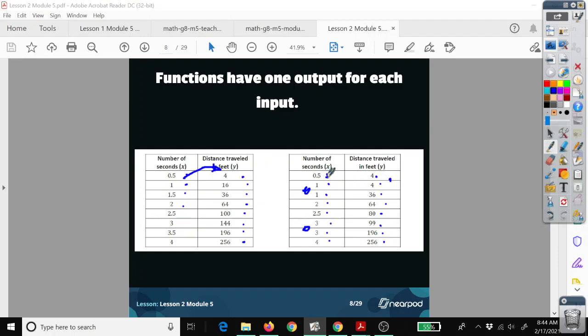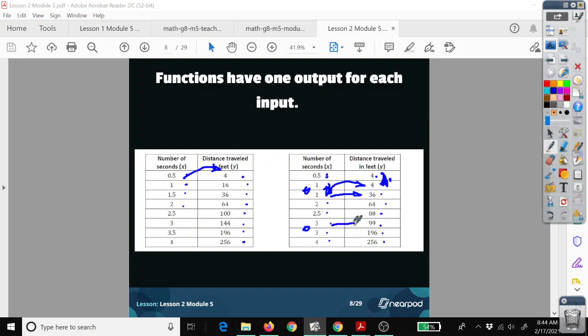Now, if I put in a 0.5 and I get out a 4, and then I put in a 1 and I get out a 4, that doesn't matter. Okay? The fact that these are repeating doesn't matter. But if I put in a 1 and then I get out a 4, and then I put in a 1 again and I get a 36, now I have a problem.